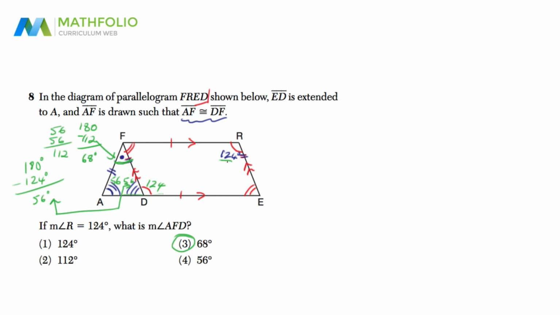And we did this because of knowing parallelogram opposite angles are congruent, knowing about a linear pair being supplementary, adding to 180, knowing that this is isosceles, which has two congruent base angles, and then knowing that the sum of angles in a triangle add up to 180 as well. So we used all of those facts. So that was question number 8.